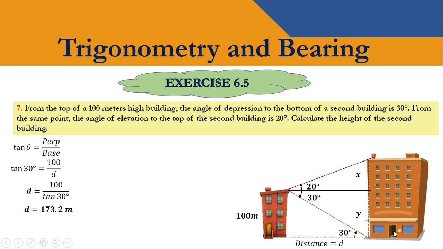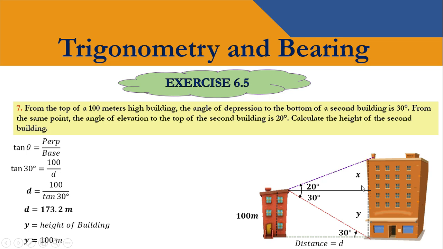To calculate the height of the building, we have to split this height into two parts. The x part, and the y part, which is also included in the height of the second building. The y is equal to the height of the first building, which is equal to 100. So the height of the building up to this point, y, is equal to 100 meters.